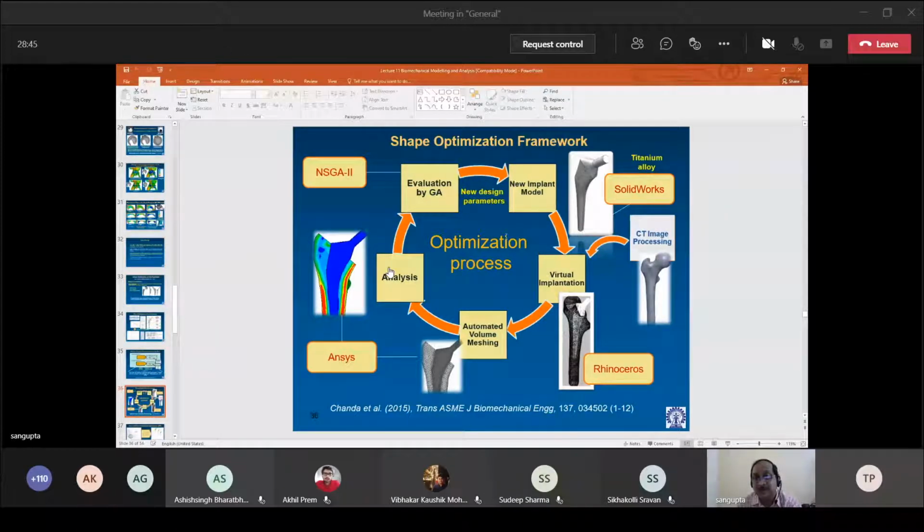Okay? So this whole scheme was published in the Transactions of the ASME, as you know, the very famous American Society of Mechanical Engineers, Journal of Biomechanical Engineering, 2015.